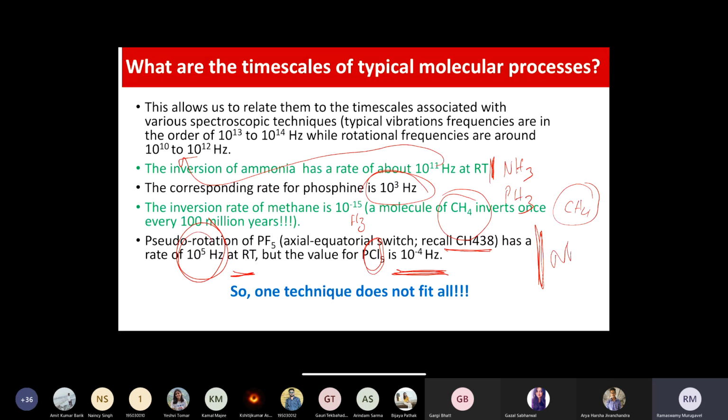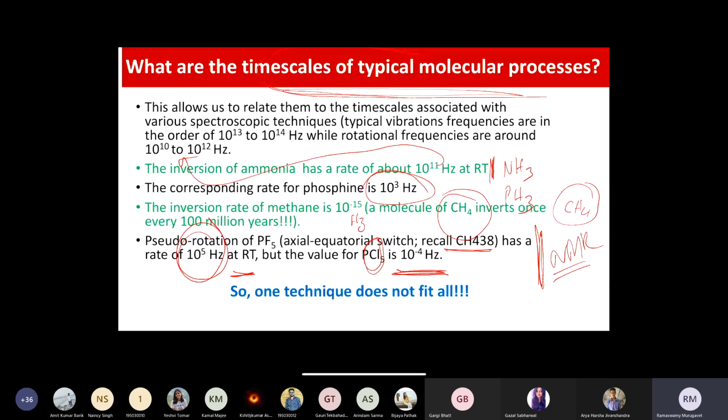So essentially, depending on the rates of the processes you want to study, the time scales of typical molecular processes restrict us, or make us choose the right technique. This is the problem I have in my hand, so I will use this technique. For another problem in hand, I probably have to go to another floor in the building, to another spectrometer, and use another technique.